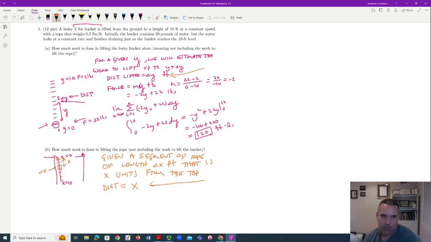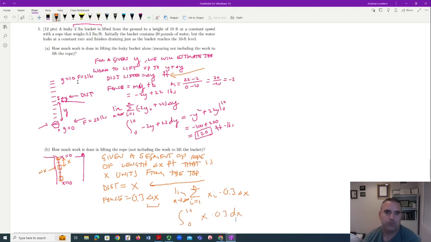because it's like we're treating each one of these as a different job, and then we're going to add them up. The force is going to be how much that segment of rope, which is this long, weighs. And that's what the 0.3 is about. And so what we really would like to do is add all those up. So for any given x, we would like to do x_i times 0.3 delta x. But then we'd like to do more and more subdivisions. And that's where this integral from 0 to 10 of x times 0.3 dx comes from.